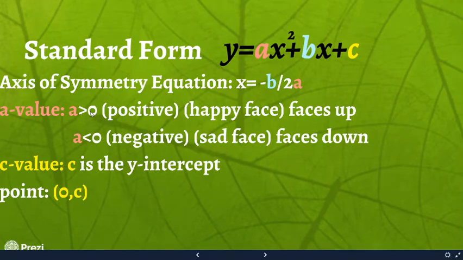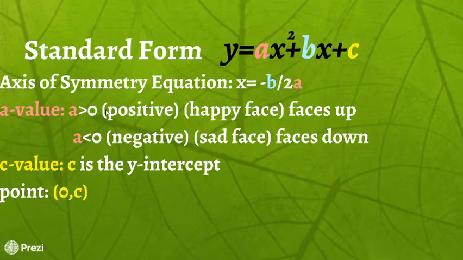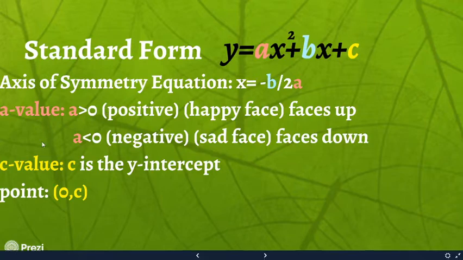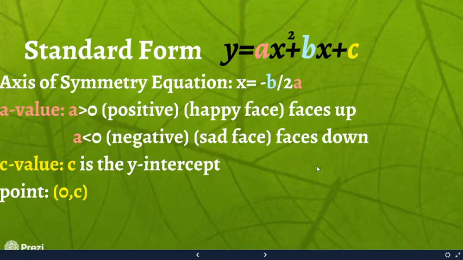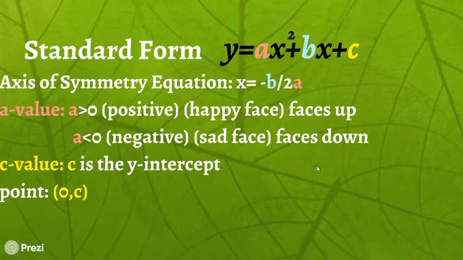When a is positive or greater than 0, remember it makes a happy face. So your parabola will face up and it will have a minimum point. When a is less than 0, it's a negative parabola, and negative parabolas make sad faces because they're negative. And the sad face will face downward, which means your parabola will have a maximum point.